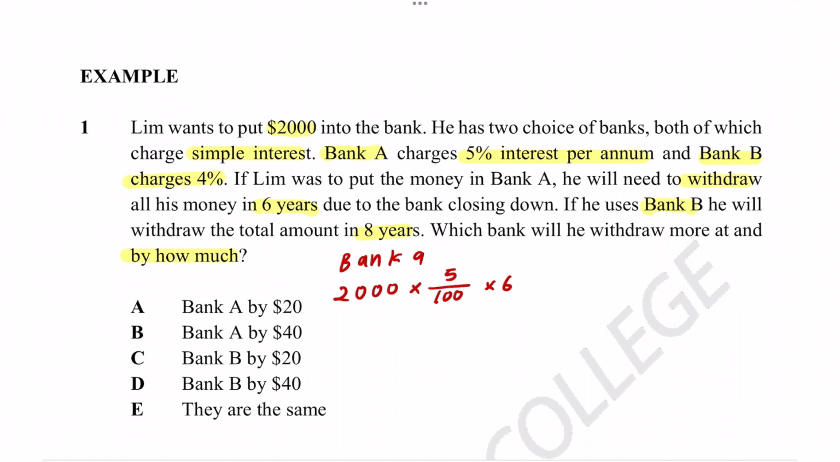So in order to calculate this, let's calculate the interest part first, which is here. 2,000 divided by 100 is 20, and then 20 times 5 is 2 times 5 is 10, and add a 0 would be 100. Then we times it by 6, which equals 600. Then we add the total amount, which is $2,000, plus 600, which is how much he gets after 6 years. Therefore, he can withdraw $2,600.